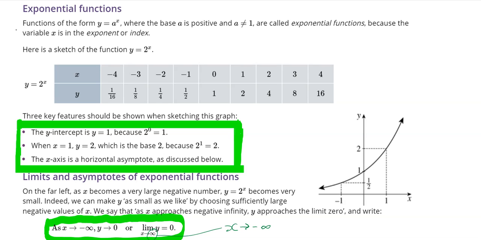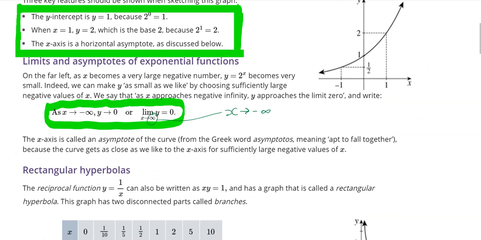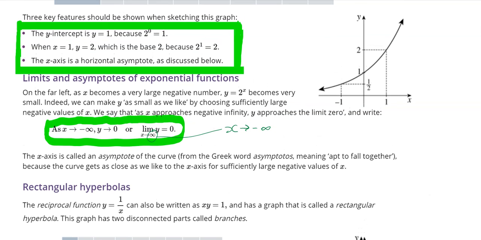Yep. Limits and asymptotes of exponential functions. Like I said before, on the far left, as x becomes a very large negative number, the result becomes very small, because 1 divided by an extremely large number is an extremely small number. And as we approach infinity, yeah, we have that. I would write something like that part down.